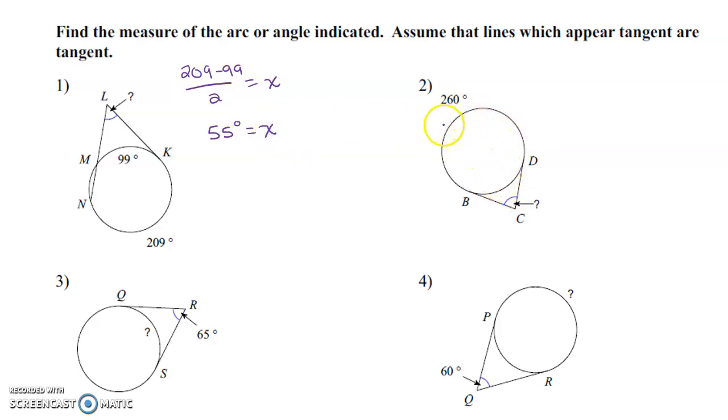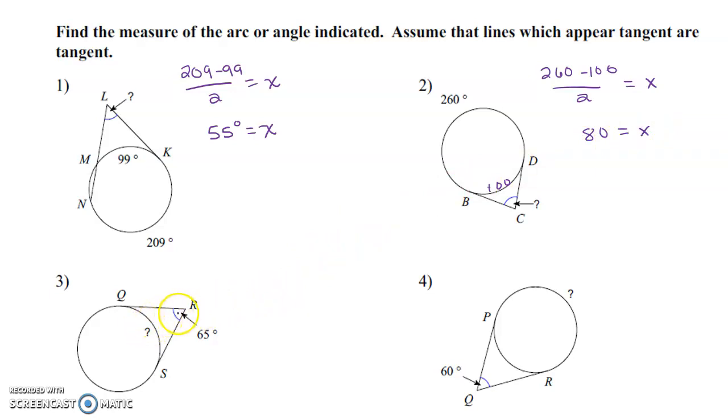Looking for the angle measure. Remember, this is an entire circle, so this is going to be 100 on your near arc. So 260 minus 100 divided by 2 equals your x. 80 equals x.